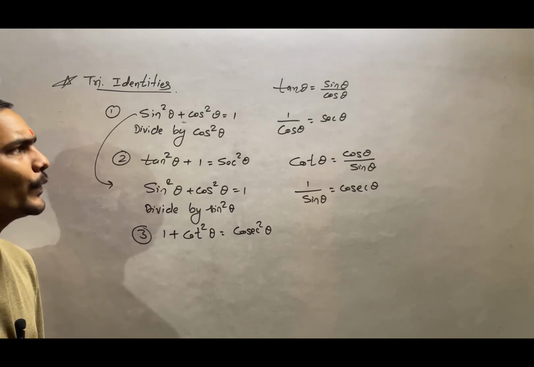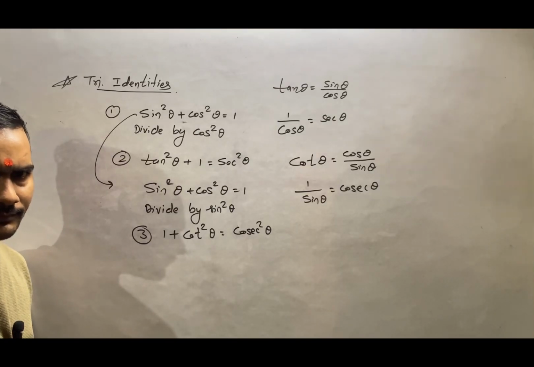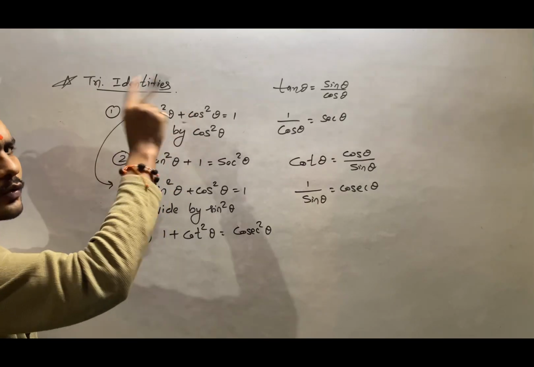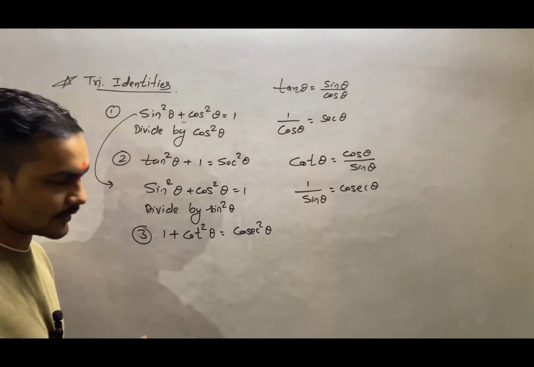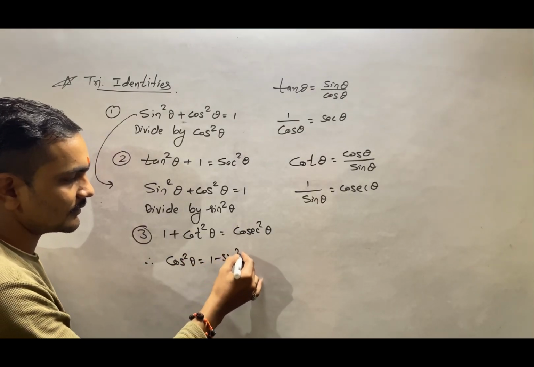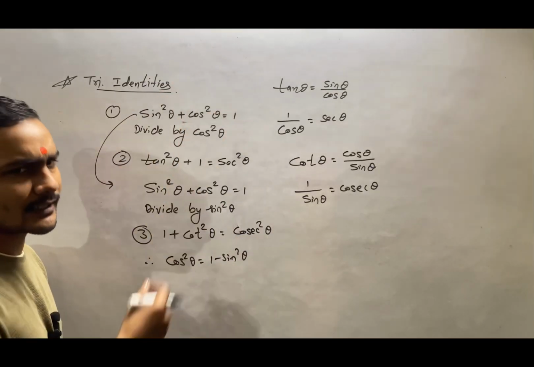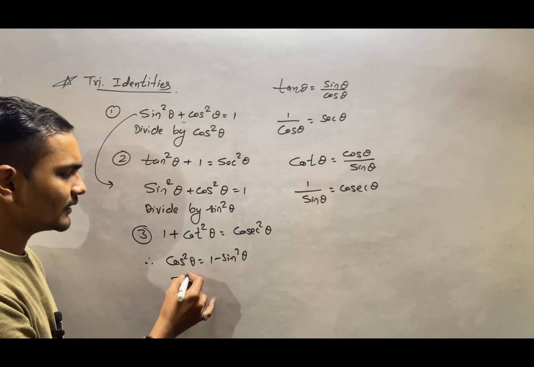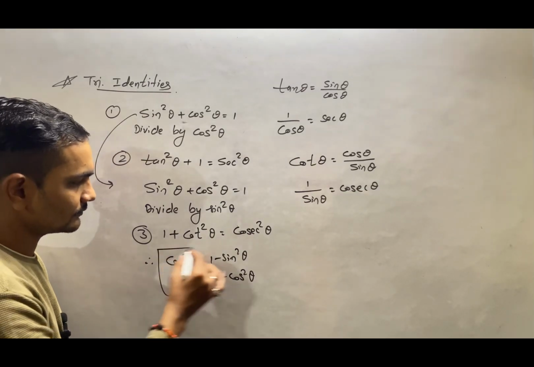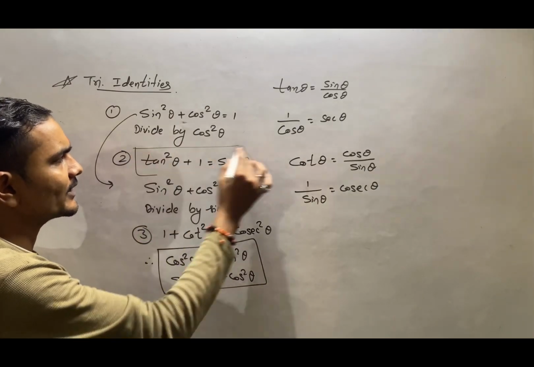Okay, so now we can rearrange these three identities in a different form. Like in the previous session, if we need cos square theta, we change it to 1 minus sin square theta. So we can say cos square theta equals 1 minus sin square theta. Basically the identity is the same, we just shifted the sin square theta to that side. Or if we need sin square theta, we can say 1 minus cos square theta.